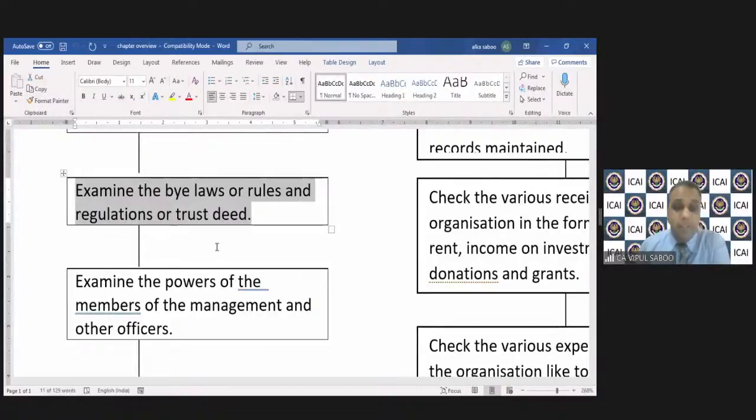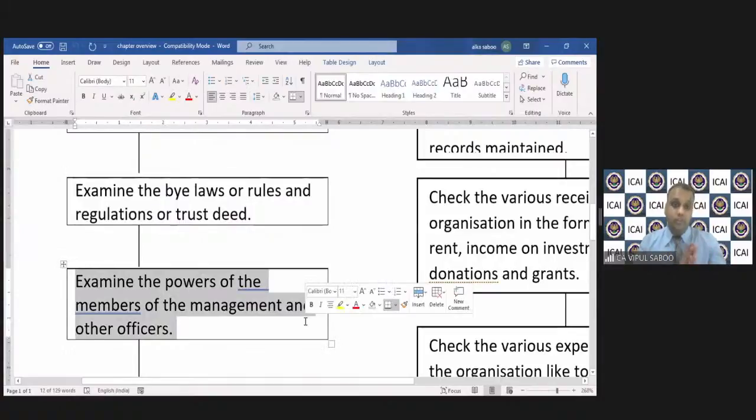Then examine the powers of the members of the management and other officers. If you have seen a partnership deed, it lays down specifically who is the working partner, who is the sleeping partner, what are the powers of the working partner, the rights of the partners, and whether we can give remuneration to them or not. So this is what is there in the constitution.